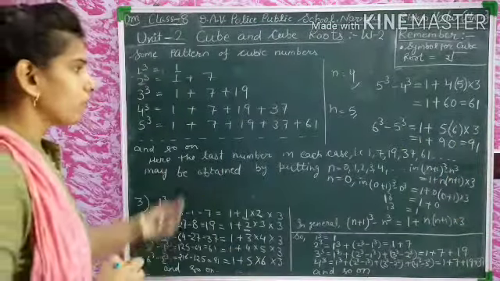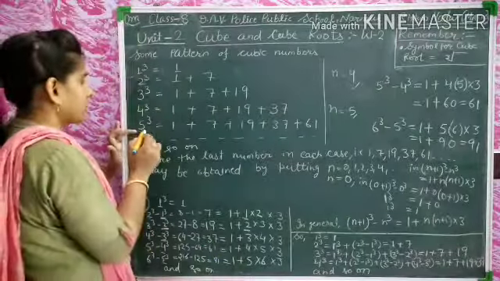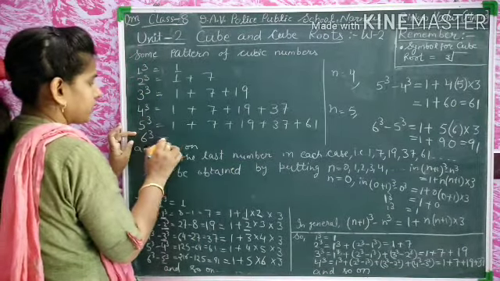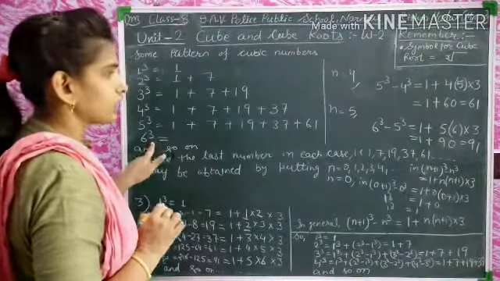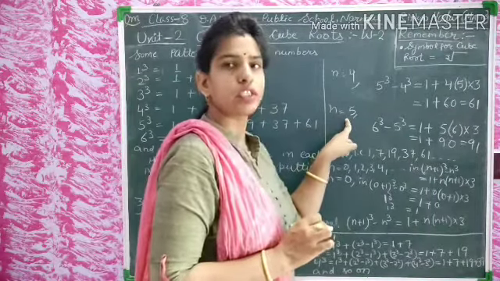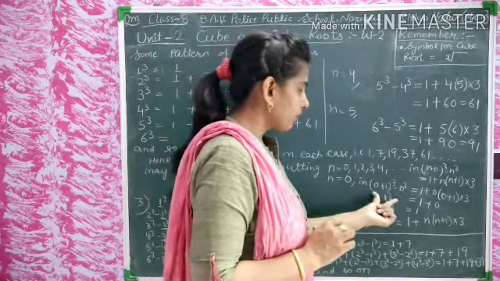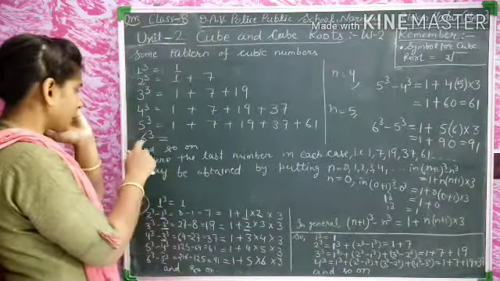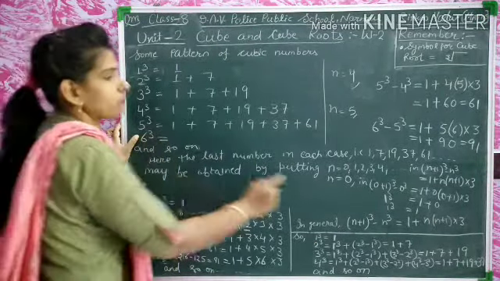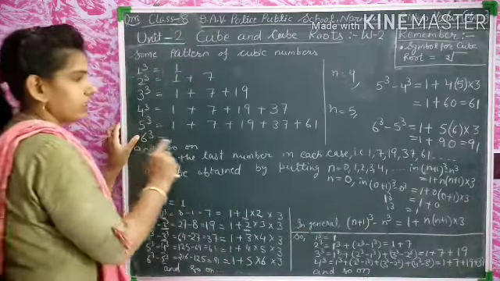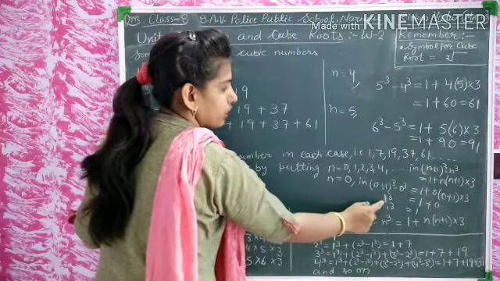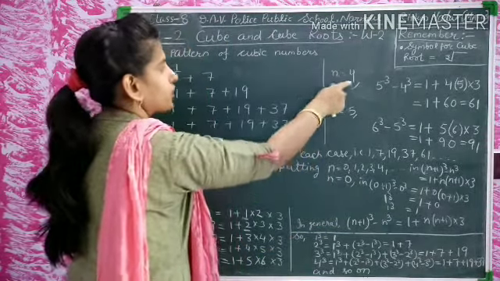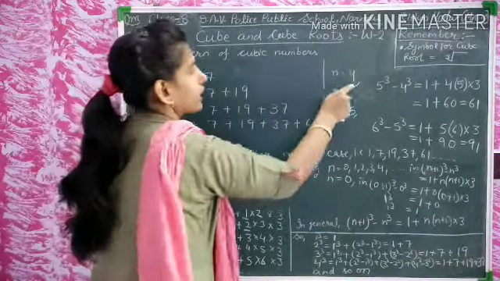So students, we are getting here that we will have to find here the 6 cube. So for finding the 6 cube, we have to put here n equal to 5. For finding the 1 cube, we put n equal to 0. For finding the 5 cube, we will put here n equal to 4.